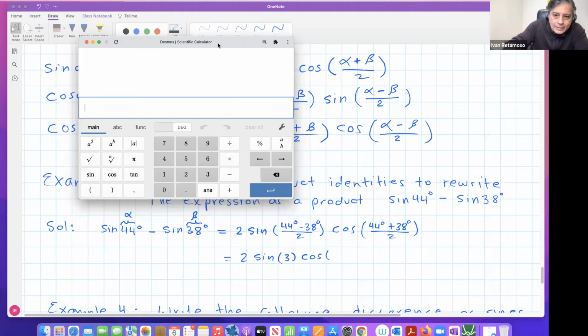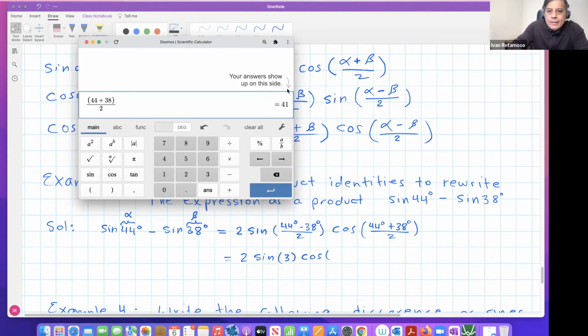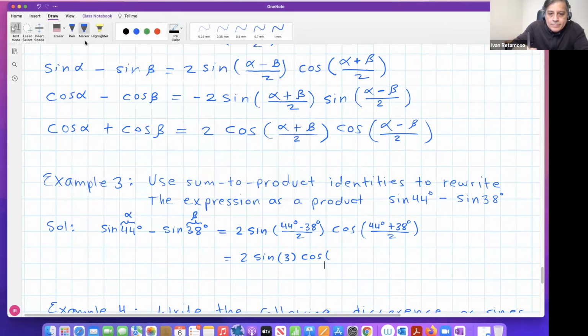44 plus 38, all divided by 2. That is 41, right? And that's pretty much it, 41. So 41, let's put the degrees here. That's it. This is the answer, right? We have turned, notice, a sum into a product, right? Into a product. Great.